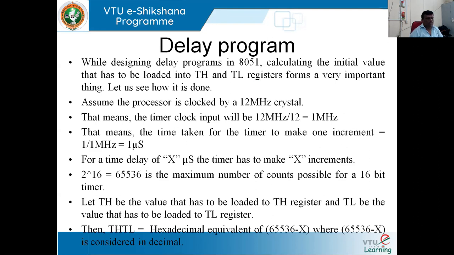The value that will be loaded into TH and TL is nothing but the hexadecimal equivalent of the total number of counts possible, which in this case is 65,536 minus X. Here X is a variable whose value is known to us, either 1000 microseconds, or 2000, or 3000, depending on how much delay we want. So it is 65,536 minus X, where these are decimal numbers. Whatever value comes, we need to convert it into its hexadecimal equivalent, and then store those two values into TH and TL.